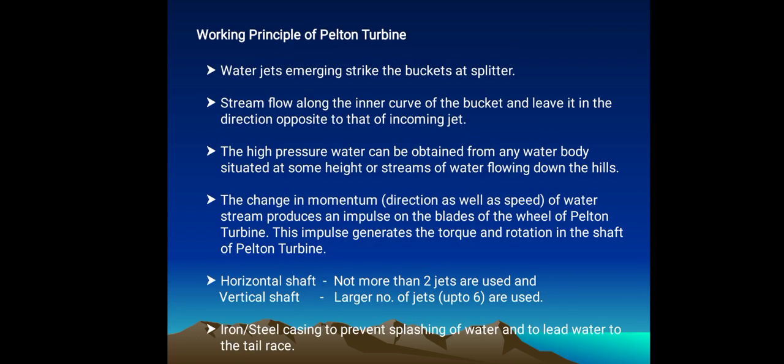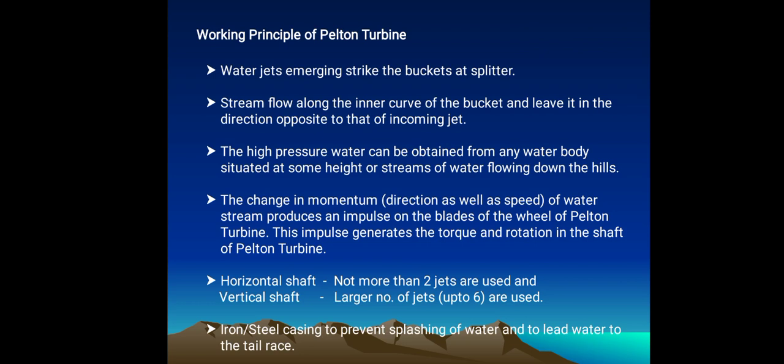Working principle of the Pelton turbine. The water jet emerging strikes the bucket at a splitter. The splitter is kept at the center of the bucket. The stream flows along the inner curve of the bucket and leaves in the direction opposite to that of the incoming jet. The high pressure water can be obtained from any water body situated at some height or streams of water flowing down the hills. The change in momentum, meaning the change in direction of the speed of the water stream, produces an impulse on the blades of the wheel of the Pelton turbine. The impulse generates the torque and rotation in the shaft of the Pelton turbine.